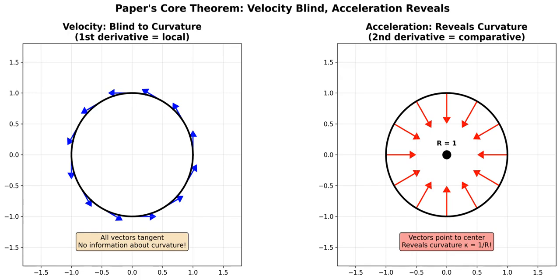Option A, walk east 3 blocks, then turn and walk north 3 blocks. Option B, walk north 3 blocks, then turn and walk east 3 blocks. Simple question. Does the order matter? Do you end up at the same corner either way?